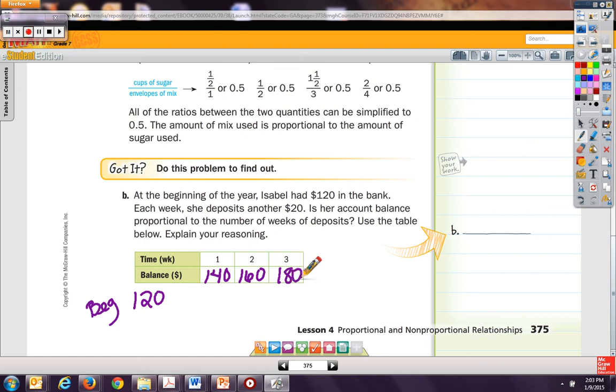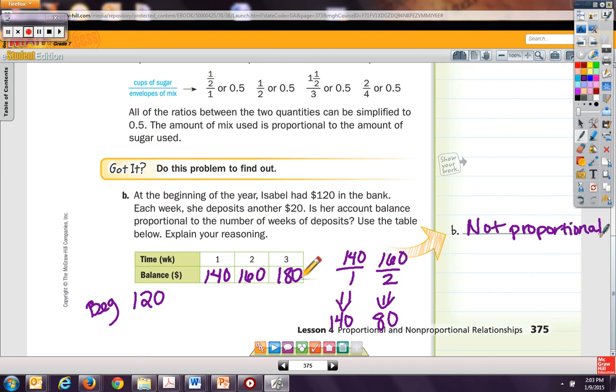Okay, so let's look. If I take 140 divided by 1, is that the same as 160 divided by 2? No. This would equal 140, and this would equal 80. So it is not proportional. It is not increasing at a constant rate. Not proportional, because the ratios are not equal.